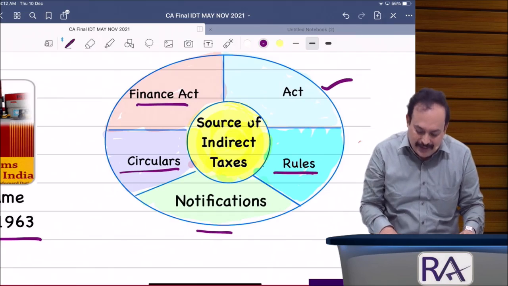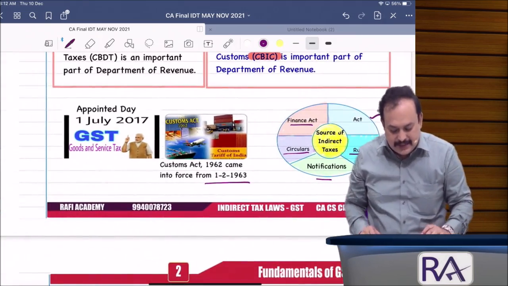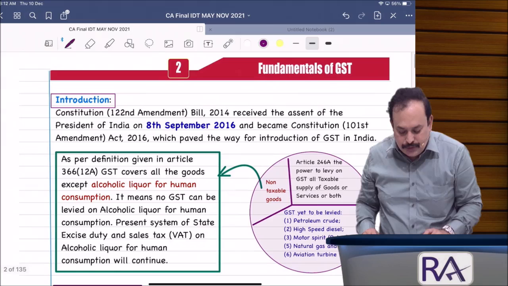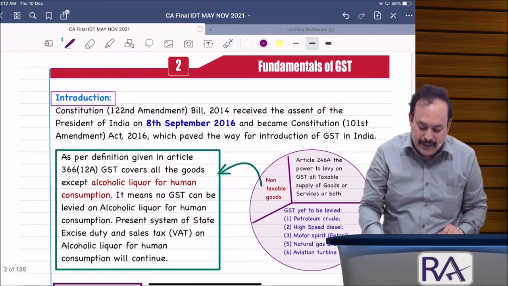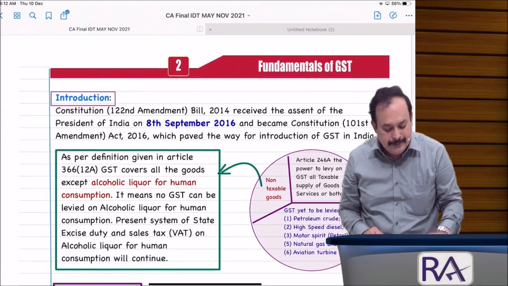Now, further, my dear friends, looking ahead for your kind consideration: introduction to GST provisions, my dear. Introduction to GST.